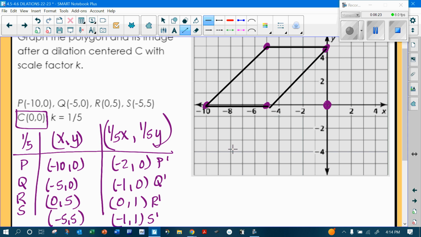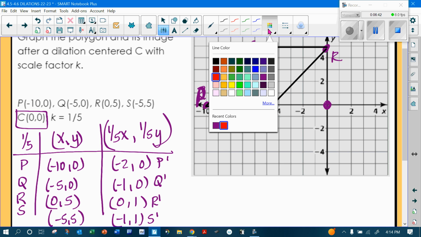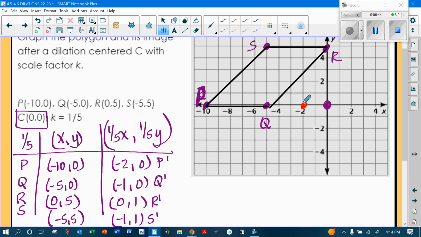All right, so there's my first figure. That is my P, oops, that's P, Q, R, and S. Then I'm going to graph this one, and I will use a different color. So this is negative 2, 0, negative 1, 0, 0, 1, and negative 1, 1. So now this one is P prime, Q prime, R prime, and S prime.